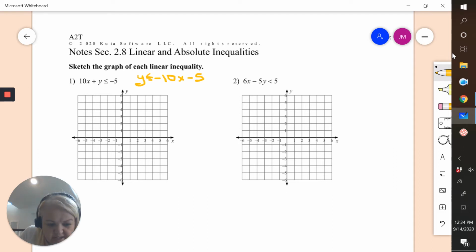So that has a y-intercept of 5 and it has a slope of negative 10. So I could go down 10 and over 1, but it'd go off my graph. So I'm going to go up 10 and over 1 this way.